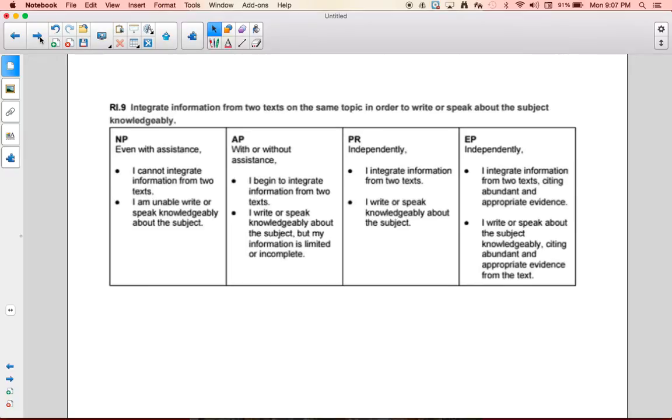So let's get started. Here is our rubric. Here's what I'm going to be looking for. Again, this is your standard that you need to complete as a fourth grader: that you're able to integrate or combine information from two texts on the same topic in order to write or speak about that subject knowledgeably. Our goal is for you to do this independently, to take information from two texts and then compose it or write it into a paragraph about that topic.